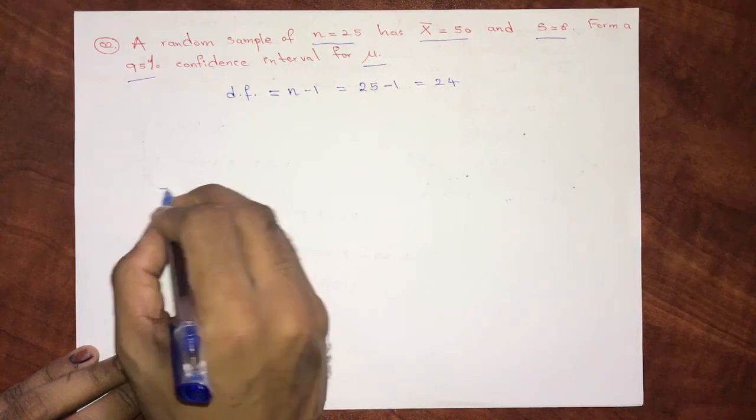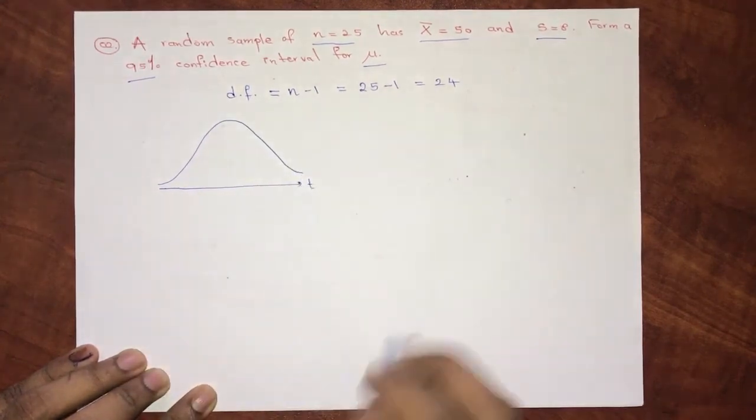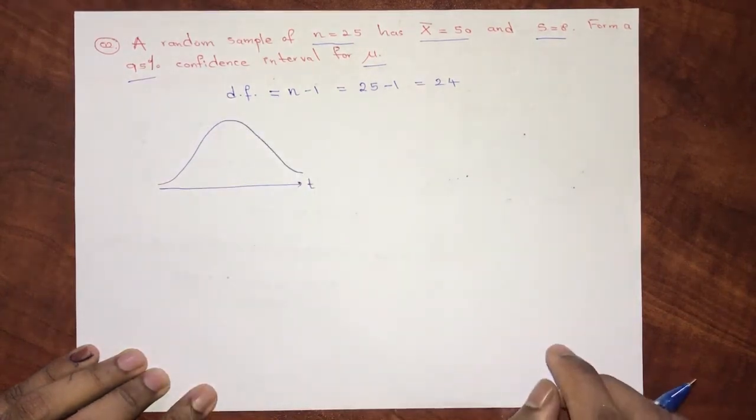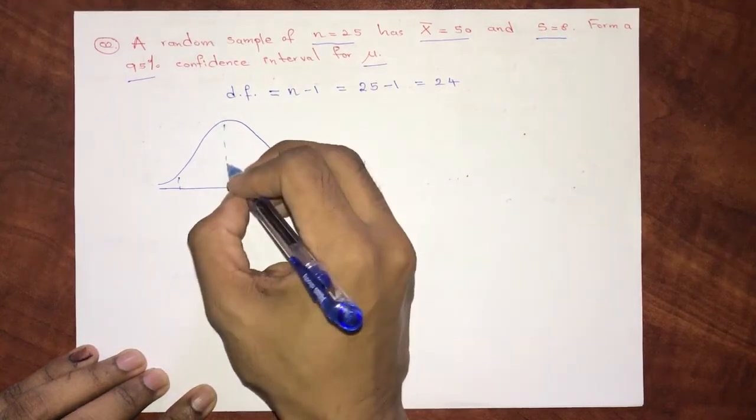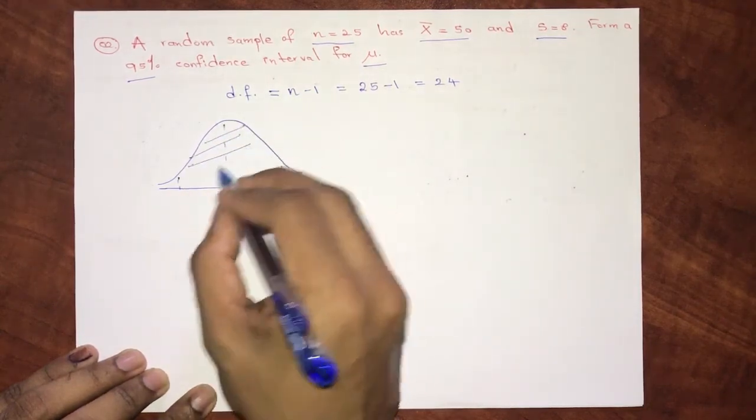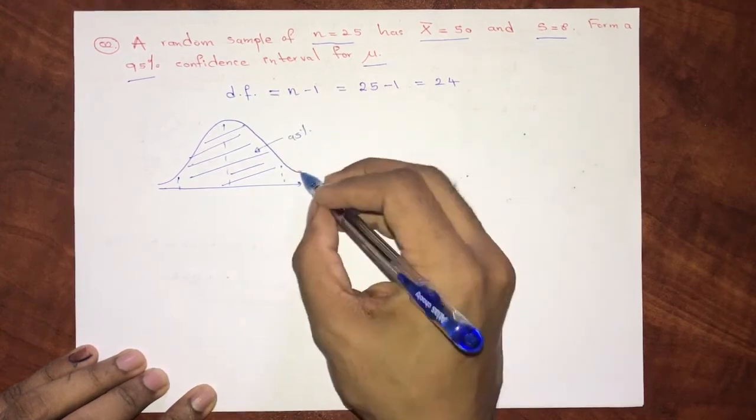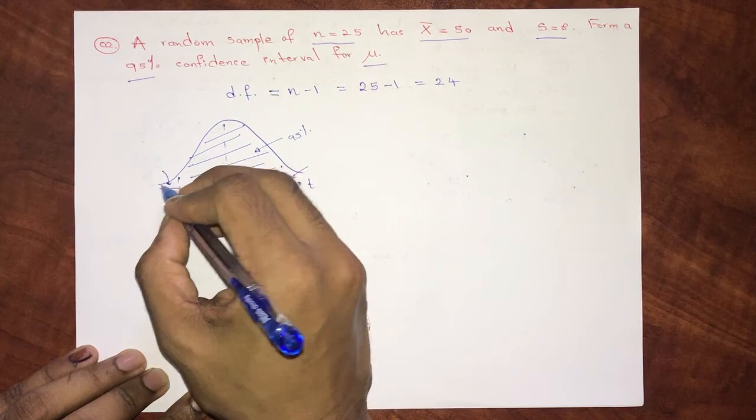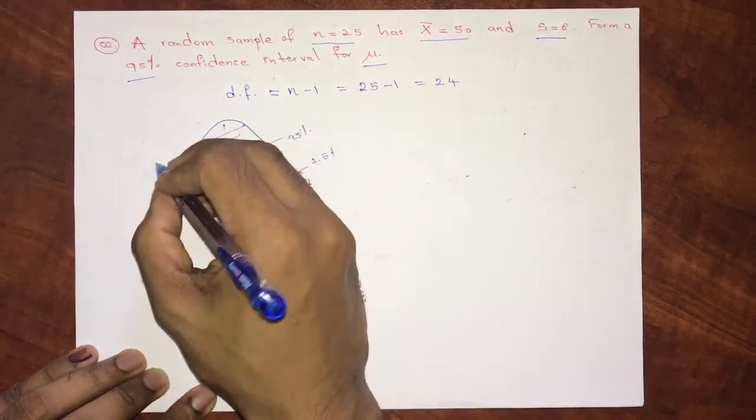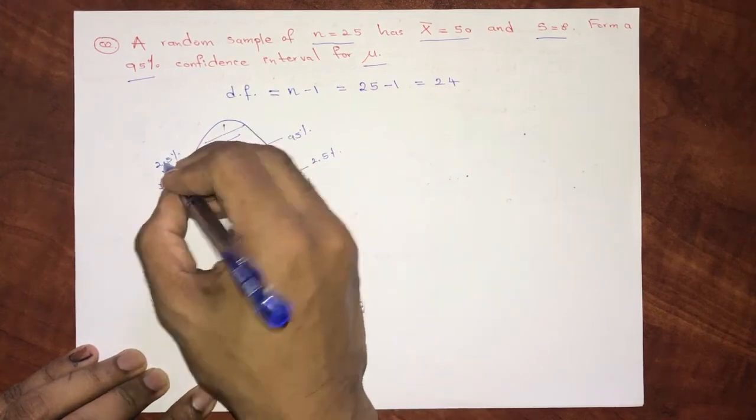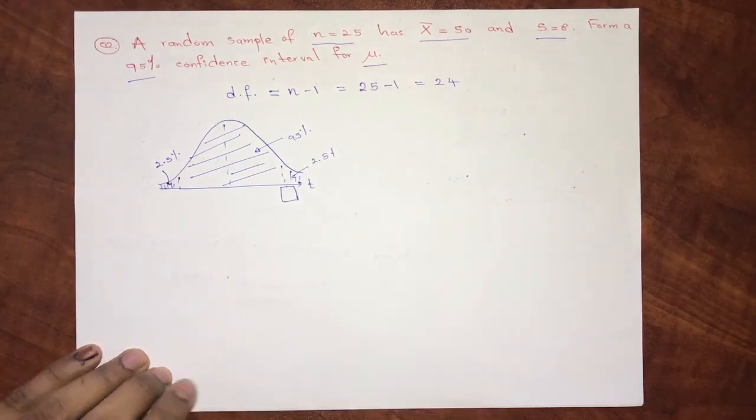Then if you were to draw your t distribution, you're told to form a 95% confidence interval. So this area here should be 0.95 or 95%. Therefore this area and this area, symmetrically, should be 2.5% and 2.5%. Then what we require is the value over here. So what is the value over here?